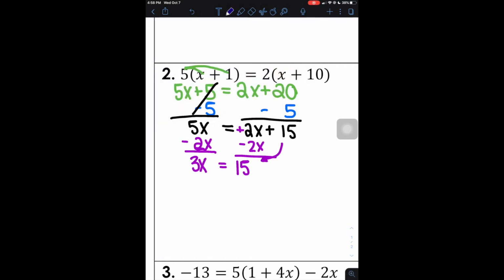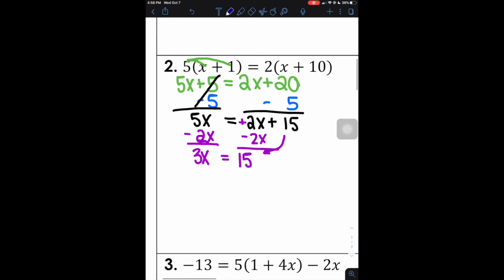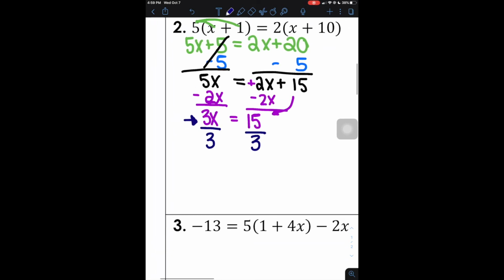Now we can use the division property of equality and divide both sides by 3. We also notice that the operation going on here is multiplication. They're multiplying the x by 3. So if we divide it by 3, we should understandably get what x is by itself. So x is equal to 5.